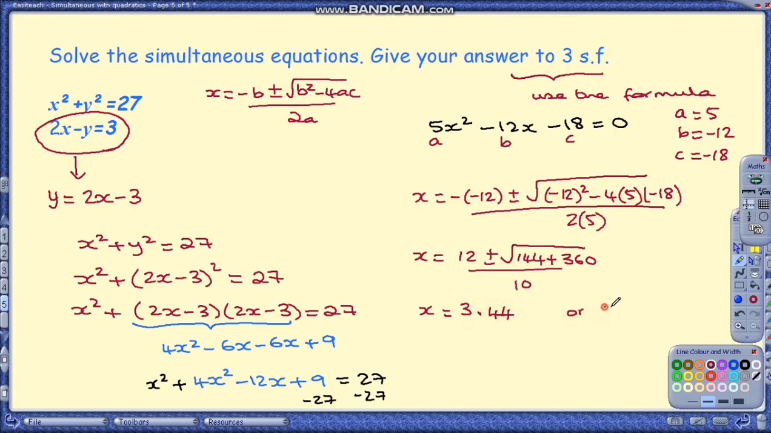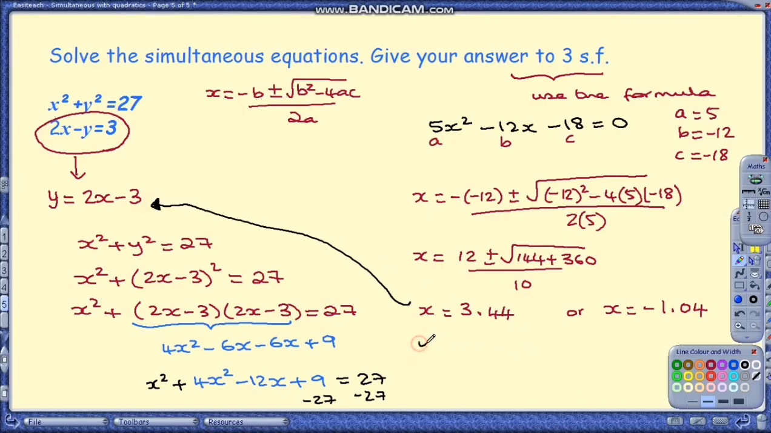Or this time I'm going to do 12 minus the square root of 144 plus 360 and divide that by 10. So my answer is going to be minus 1.04. And once I've got the values of x, I'm going to sub them back into here where we know what y is.